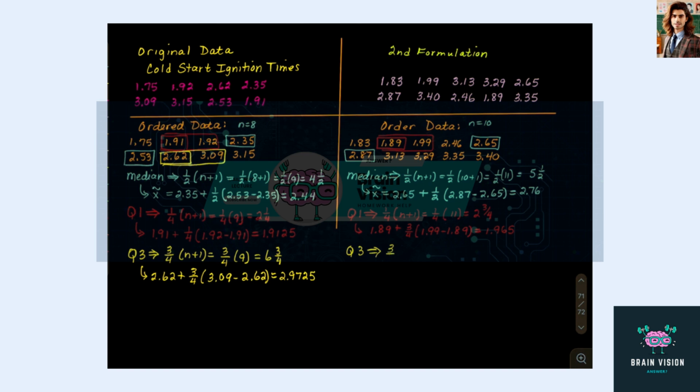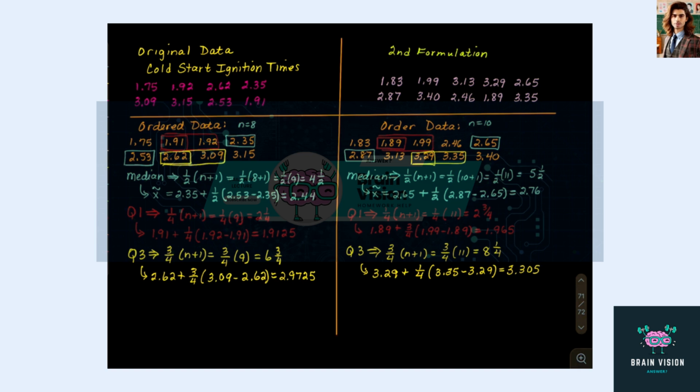So let's do Q3 for the other. So again, it's the 3/4 mark. So we're doing 3/4 of 11. And in doing so, you will get 8 1/4. So we'll count to the 8th piece of data, and then 1/4 of the way to the 9th. So it's 1/4 of that difference. And we will get Q3 to be 3.305.